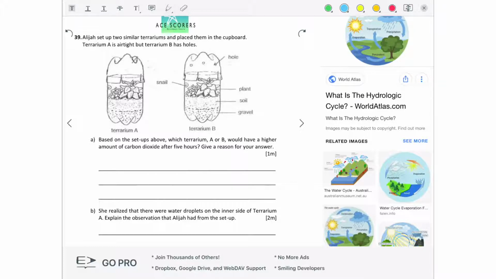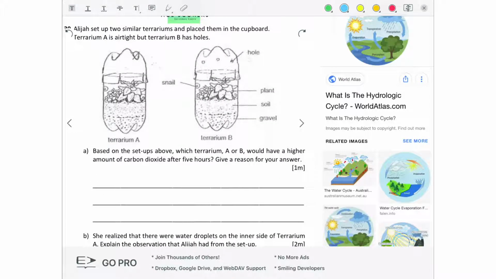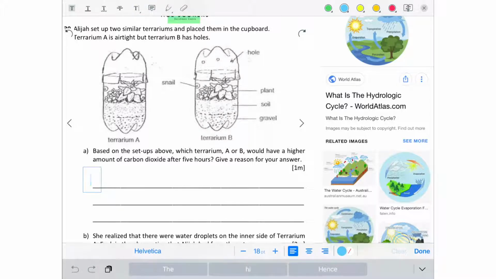This is airtight. There's no snail, but the other one has a snail. Yeah, there's a snail, right? So which one will have more carbon dioxide? Both are in the cupboard. B, I think. Well, no. Is it? A. It's A.